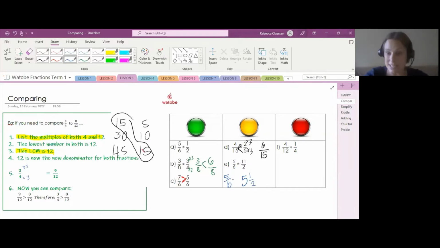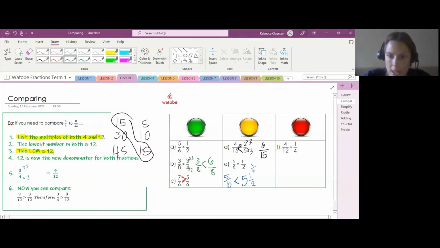Mbali's going to get more pizza, isn't he? Because he's going to get 5 whole pizzas, right? So this way 5.5 is bigger. And if we want to compare them using fractions, then we're still going to make the denominators out of 6.